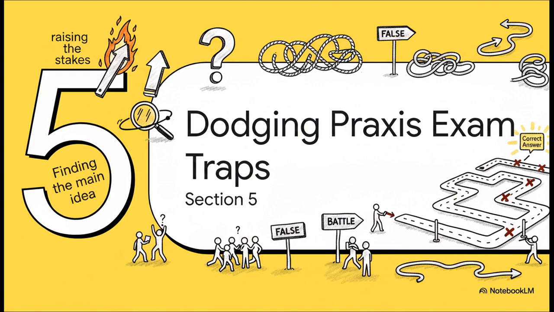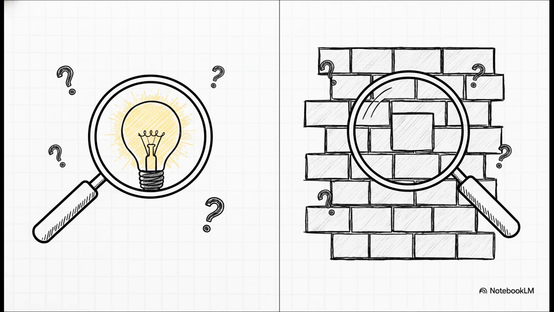Now we're getting to the really good stuff. Section 5, dodging Praxis exam traps. Let's raise the stakes a bit because understanding how the exam actually tests you on this is really the other half of the battle. The Praxis test makers will typically ask you to demonstrate your reading comprehension in two direct ways. They might just ask you plainly, what is the main idea? Or they might flip the script and ask, which sentence supports the main idea? This is why knowing exactly what you're looking for, the big message versus the narrow support, is absolutely vital here.